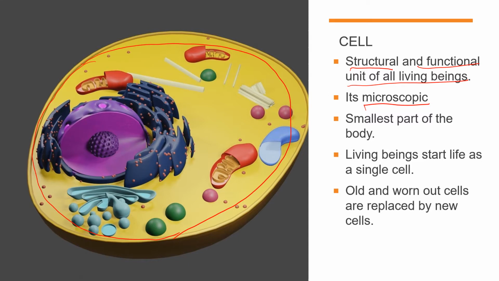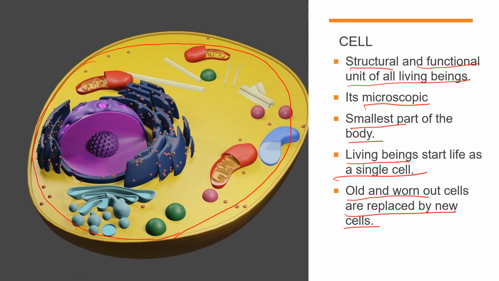Any function performed by an organism is the outcome of the activities of a cell. It is the smallest part of the body, and a cell is capable of independent existence. All living beings start their life from a single cell, and the old and worn out cells are continuously being replaced by new cells.